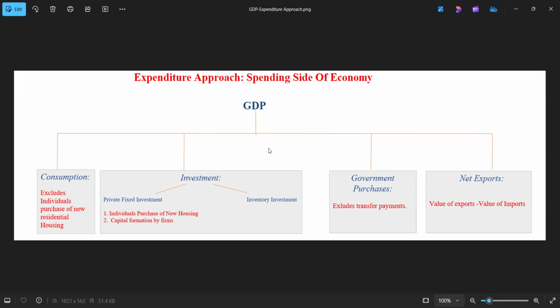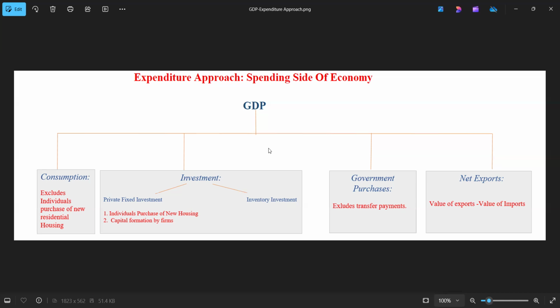The first is private fixed investment, which, as we mentioned, includes individuals' purchase of new residential housing. Other than that, this includes capital formation by firms that adds production value, which includes machinery, equipment, factories. And something to note is that if you have, for instance, a purchase of a car, that same thing could be under consumption if it was purchased by a household. But that purchase of a car, if it was by a firm that was meant to add production value, was a part of the business, so then that would be included under private fixed investment.